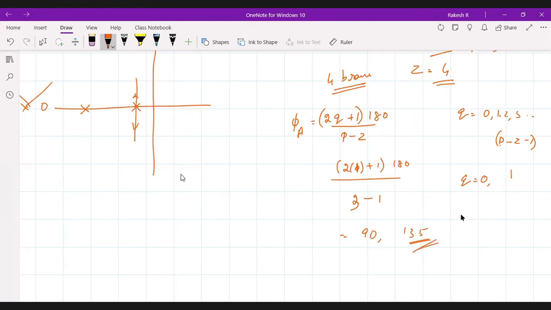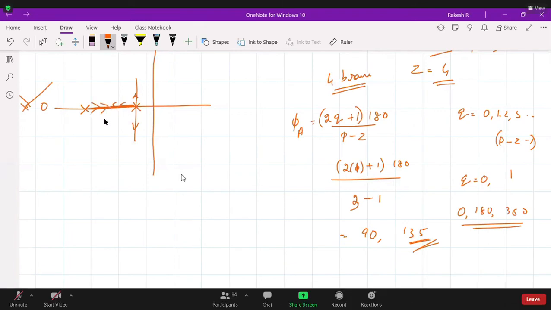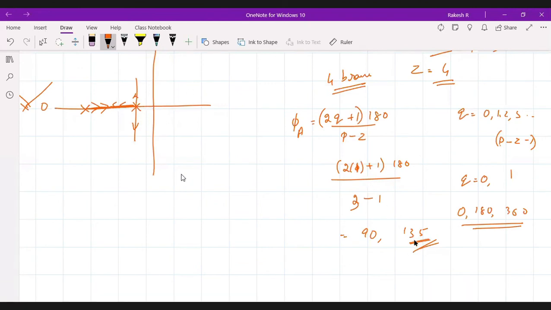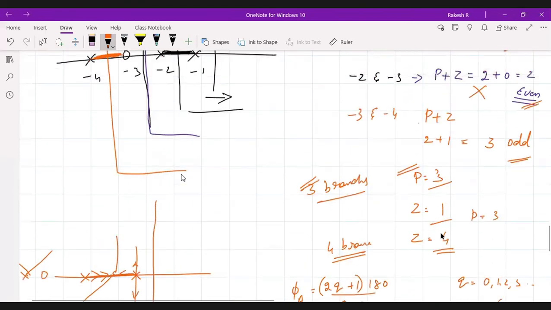In some questions, you will be getting 0, 180, 360 like this. 0 means it is going along the real axis itself. 180 is also going along the real axis itself. So if you get that value, you need to find out the minus 90 and minus 135. Minus 90 it is going like this, 135 it might be coming like this. This is what you need to find out, the departure angle here. And that is what root locus rule number 4 states here.